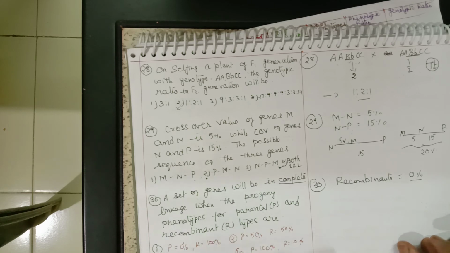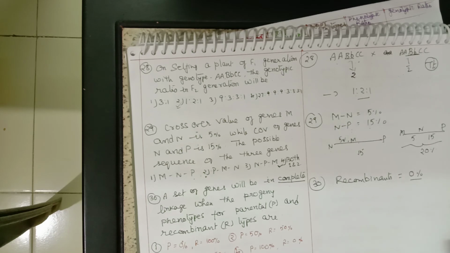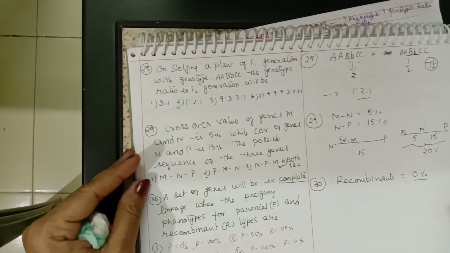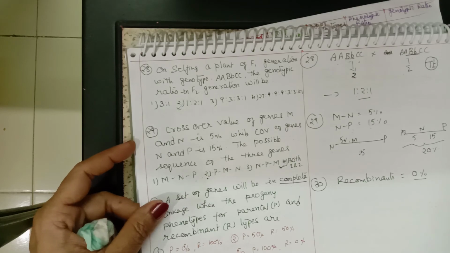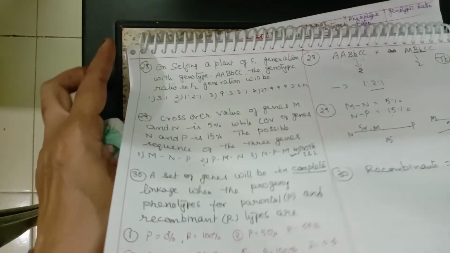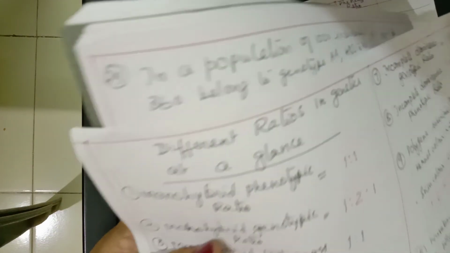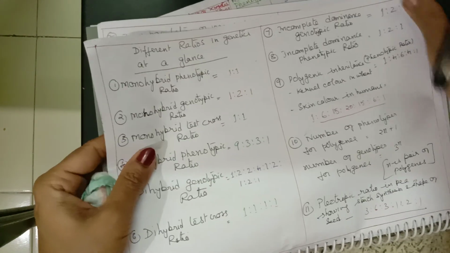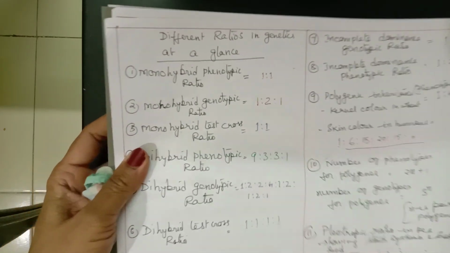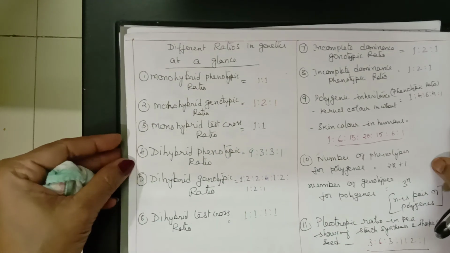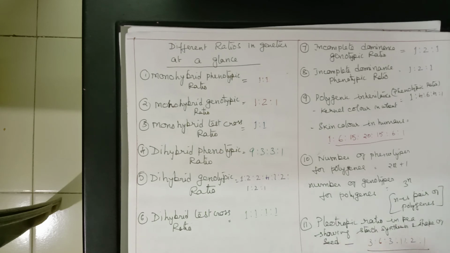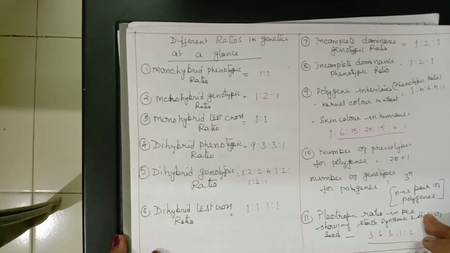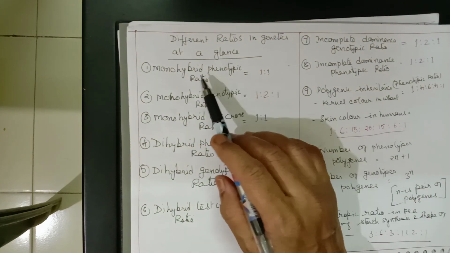So I tried to cover some important questions, students. I hope you go through each and every question and do it for yourself once again. Lastly, at one glance, I have listed down all the ratios which are very important in this chapter from the EAMCET point of view and also for NEET or any other exam. All the ratios are listed on one particular page. Let us quickly see what the ratios are.